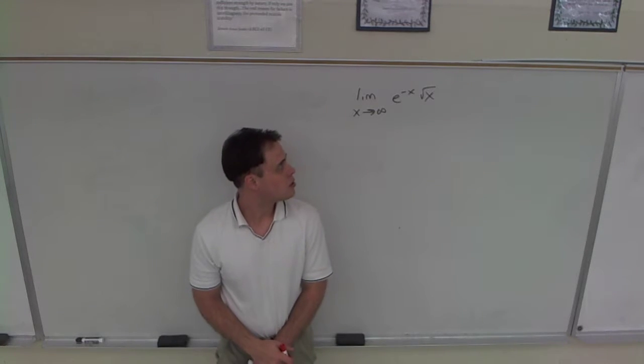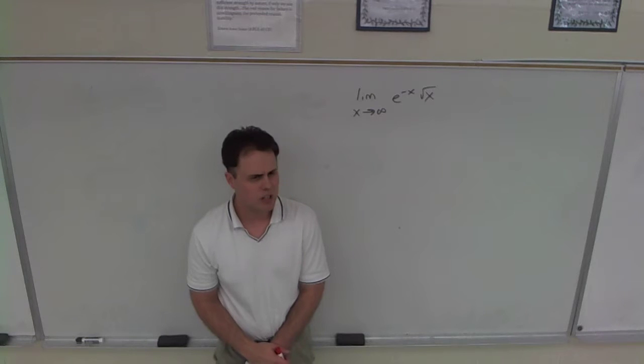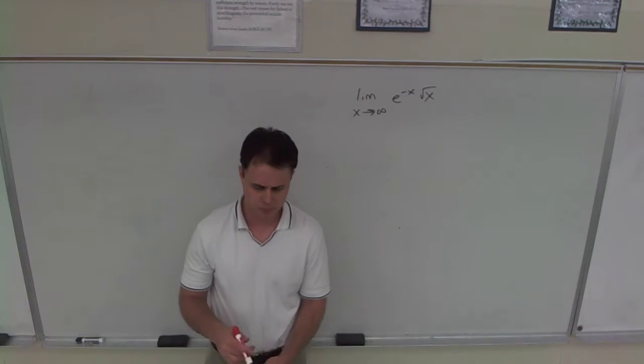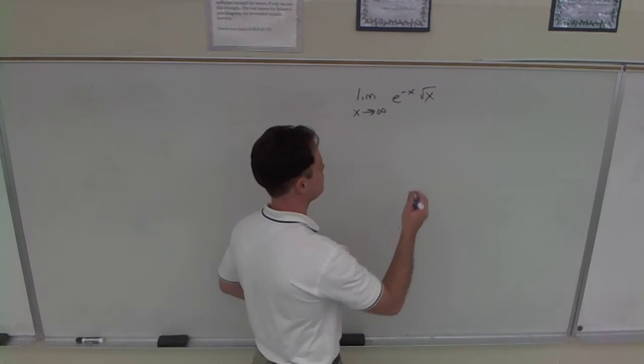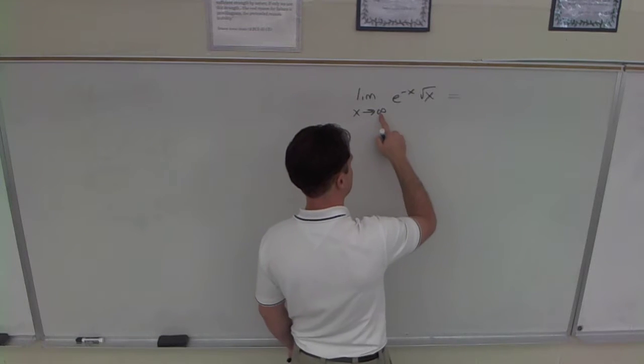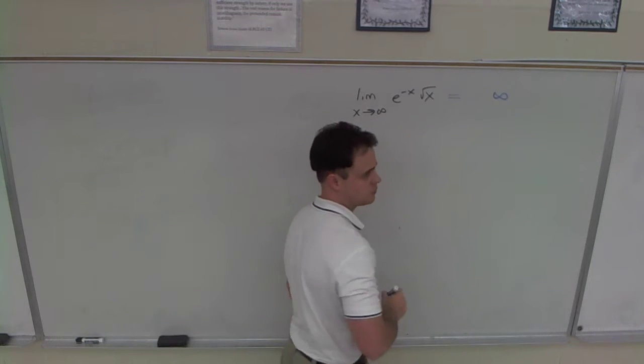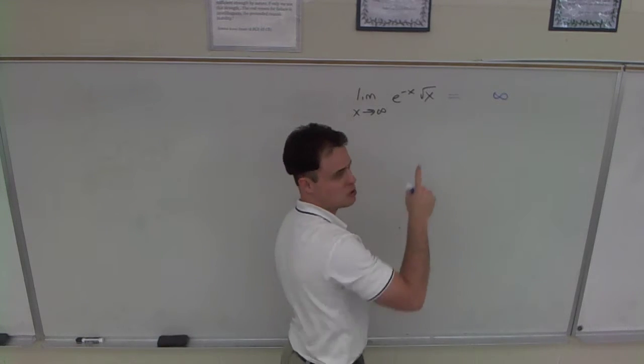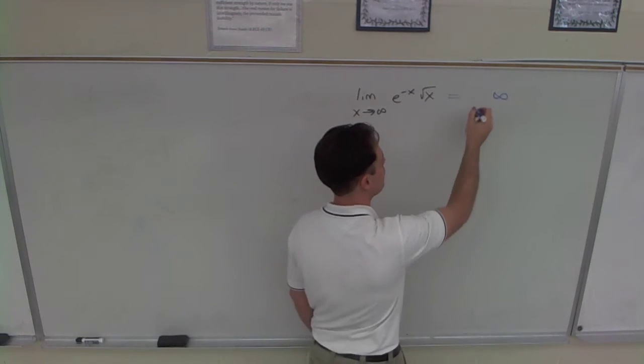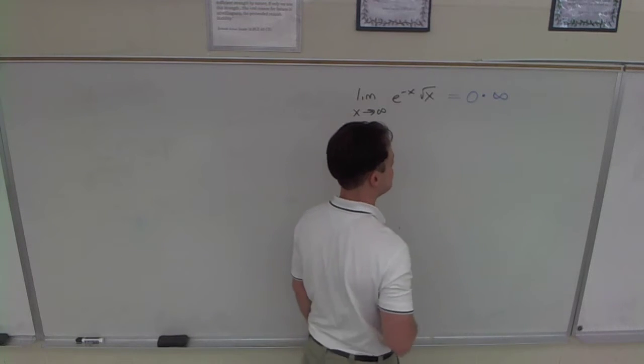Okay. So, what is this if we plug in? That's 0. Yeah, that's 0. This is clearly infinity, right? Well, that's the square root. You say that's 0. Why, Derek? Because it's basically 1 over e to the x.